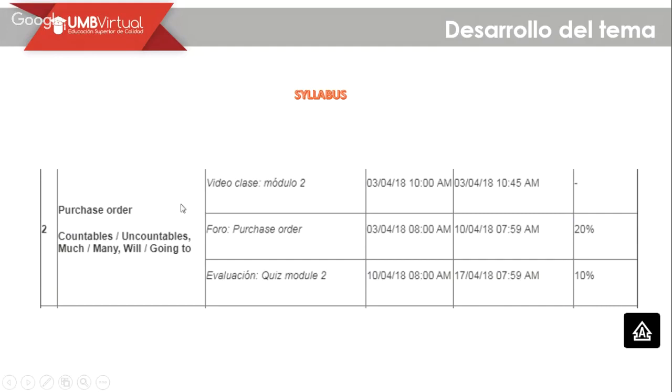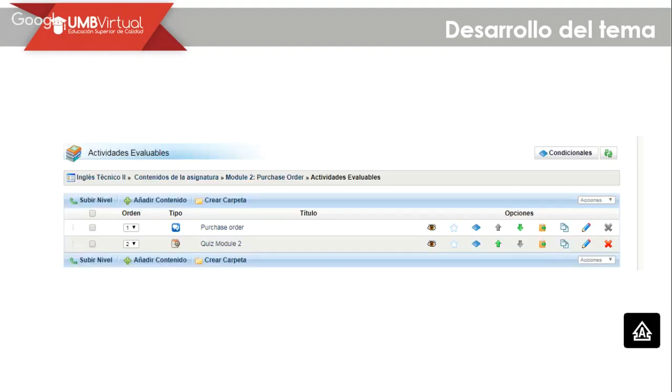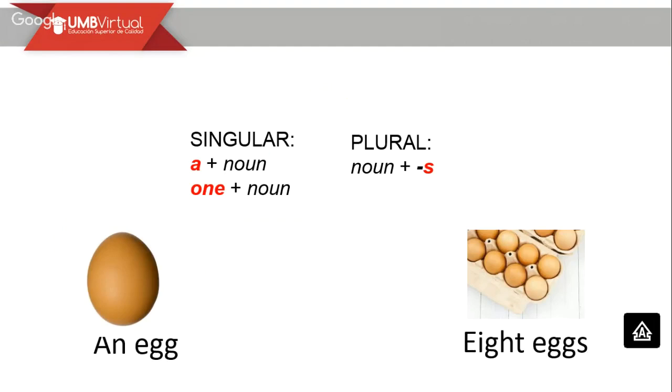Okay, so focus on the following. We're going to talk about countable and uncountable nouns, much, many, will, and going to. There are different topics you're going to be focused on. So we're going to start with this part, taking into account the different images, the different pictures you can see right here.